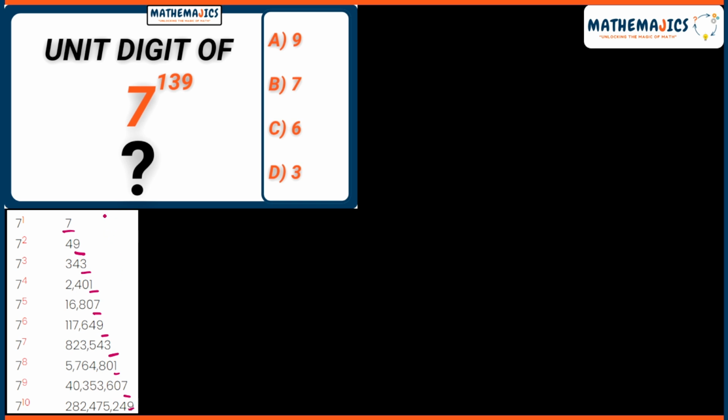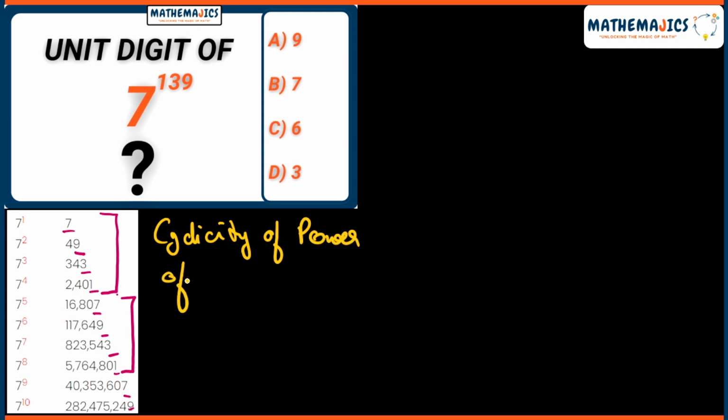So what is the pattern here? If you look carefully, after every 4 powers of 7, the unit digit repeats itself: 7931, 7931, like this. That means the cyclicity of powers of the number 7 is 4. After every 4 powers, the unit digit repeats itself.